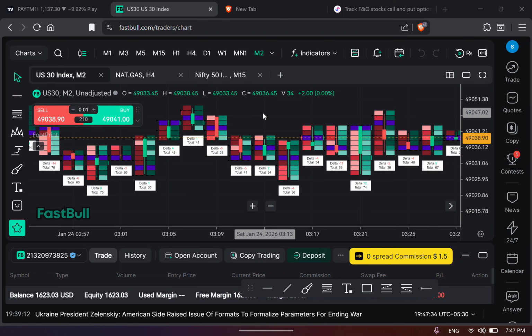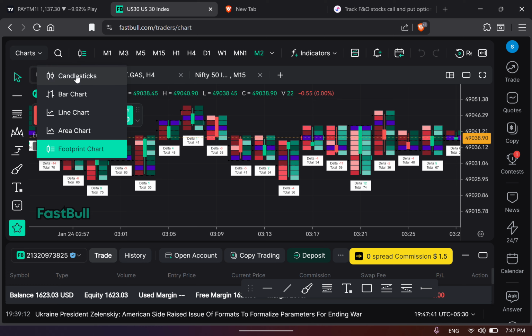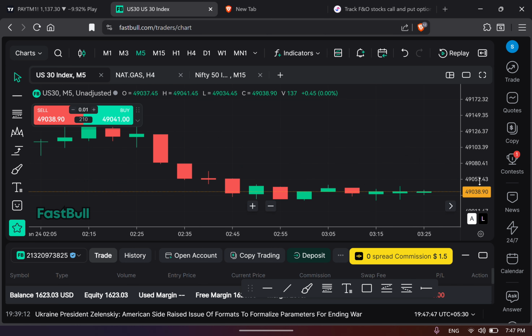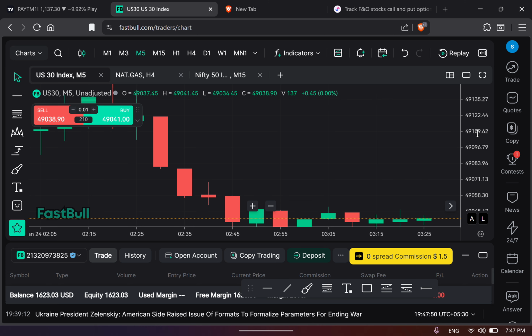Hi. So today I'm going to discuss how to use the footprint charts and how to use the delta for real-time decisions when you're doing this. This is one of the order flow tools. Usually I suggest people use it, but fastable.com is giving it for free, only for natural gas, US stocks and US indices, and apart from that Nifty 50 is also supported here.